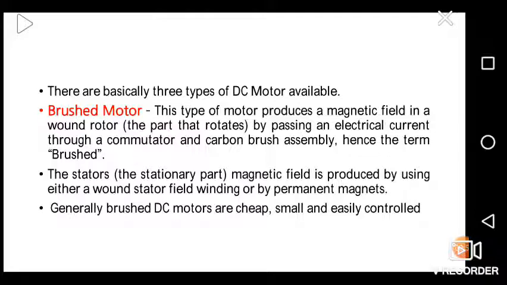First one is brushed motor. This type of motor produces a magnetic field in a wound rotor by passing an electrical current through a commutator and a carbon brush assembly. Hence it is termed as brushed motor. In the stator, which is a stationary part, a magnetic field is produced by using either a wound stator field winding or by permanent magnets. Generally, brushed DC motors are cheap, small and easily controlled.